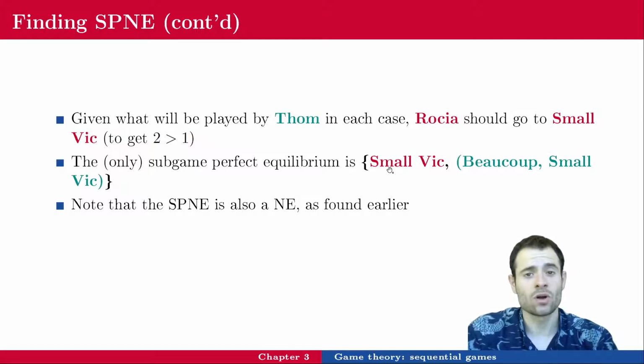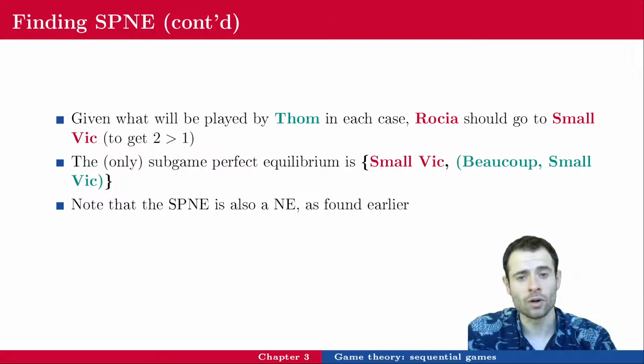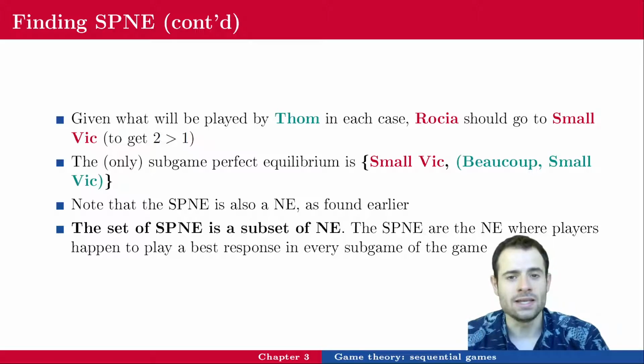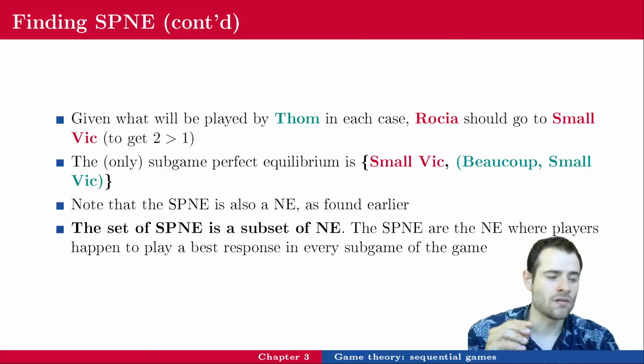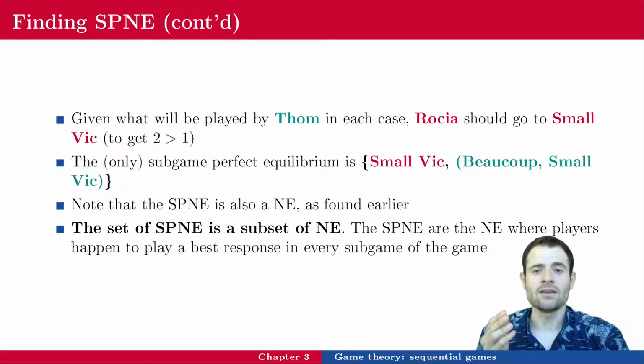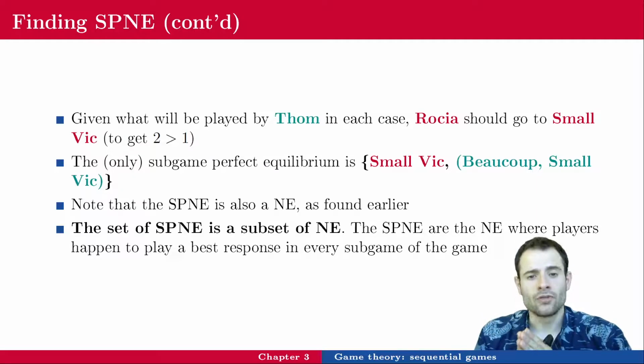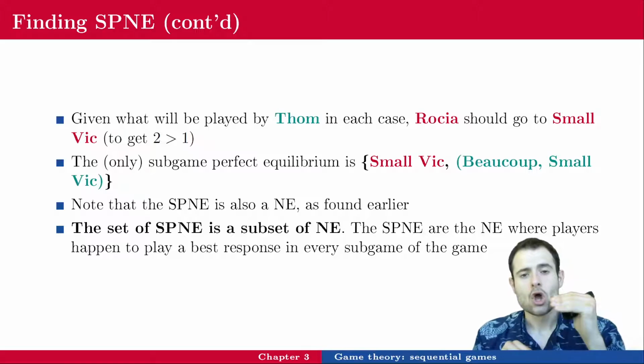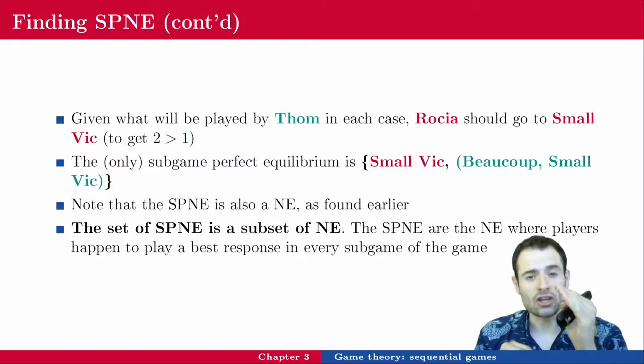Note that it is one of the three NEs we found before. So, the set of SPNE is a subset of the NE. As in, a subgame perfect Nash equilibrium is a Nash equilibrium. But a Nash equilibrium is not necessarily a subgame perfect Nash equilibrium.